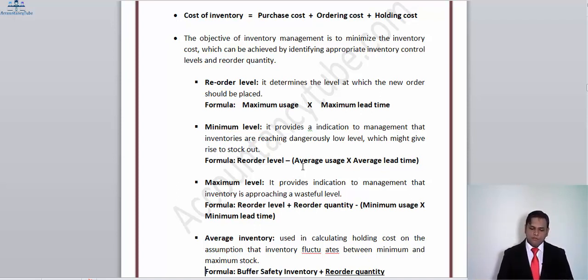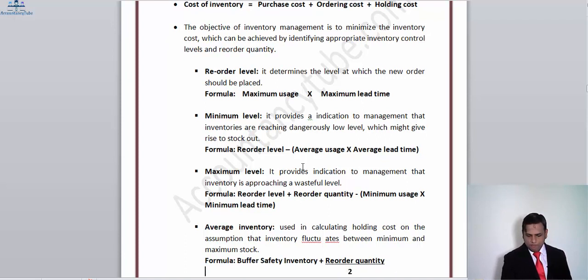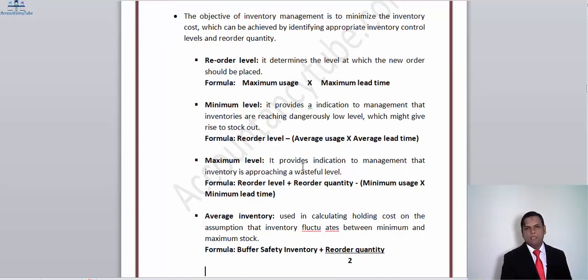Then we have average inventory. The average inventory computation is basically used for determining the holding cost. It also gives a very good idea about how much inventory, on average, should be present on our premises to keep the production process going smoothly. The formula for this is buffer safety inventory plus reorder quantity divided by 2.